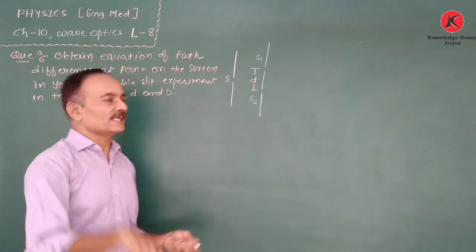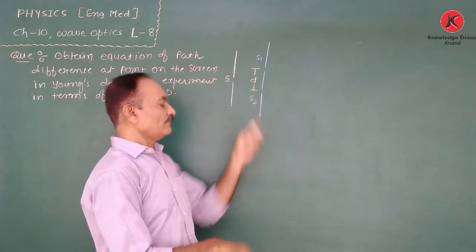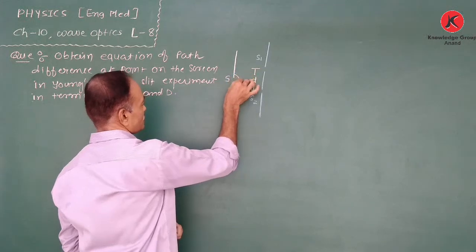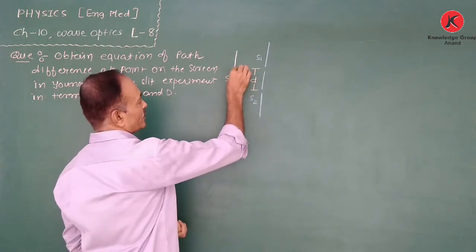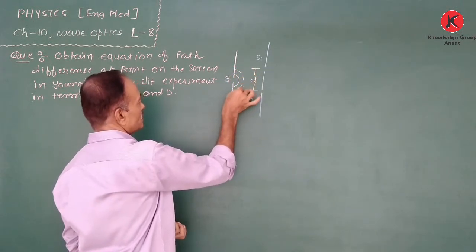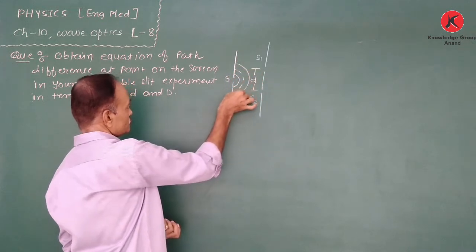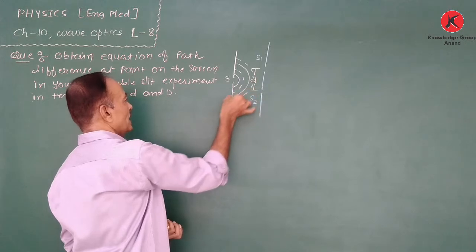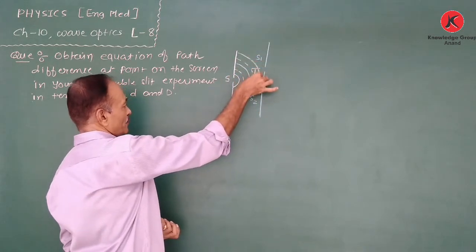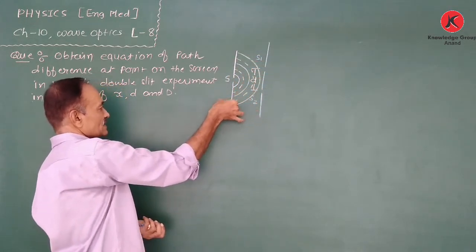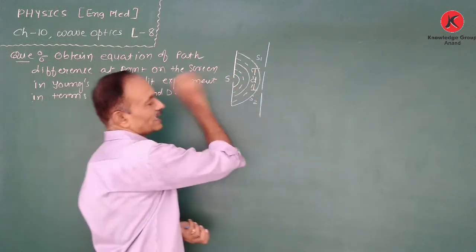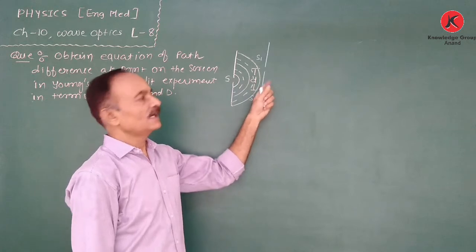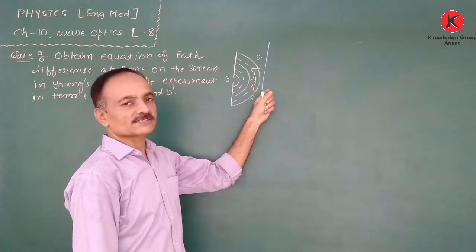Actually, here S1 and S2 are pinholes. So here S1 and S2 are at equal distance from S. Therefore, the same wavefront is incident on S1 and S2.